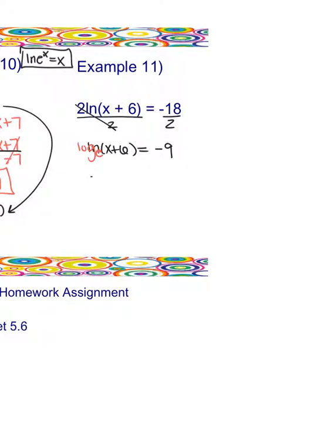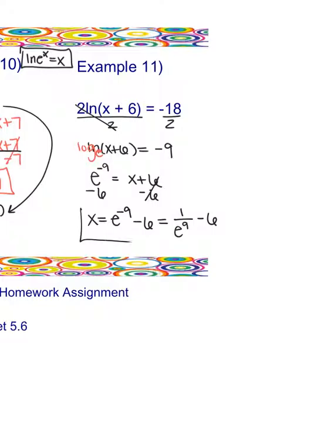So I've got e raised to the negative 9 equals x plus 6 when I do my rewrite. And now the only thing I need to do is subtract 6 to get the x by itself. So I have e to the negative 9 minus 6. E to the negative 9 is the same thing as 1 over e to the 9th. So you might want to get rid of the negative exponent depending on how you're feeling.